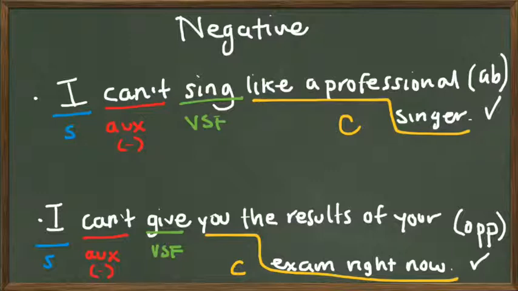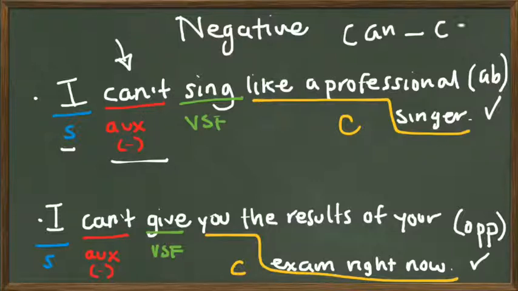In the first one, we have then again our subject, auxiliary in negative, that is can't. Normally, when you are in a normal conversation, the pronunciation of this auxiliary is only a longer version of the other one. In affirmative, we say can, and in the negative form, we say can't. Normally, making emphasis in the negative intention. Then we have our verb in simple form, which is sing, and our complement, that is like a professional singer.